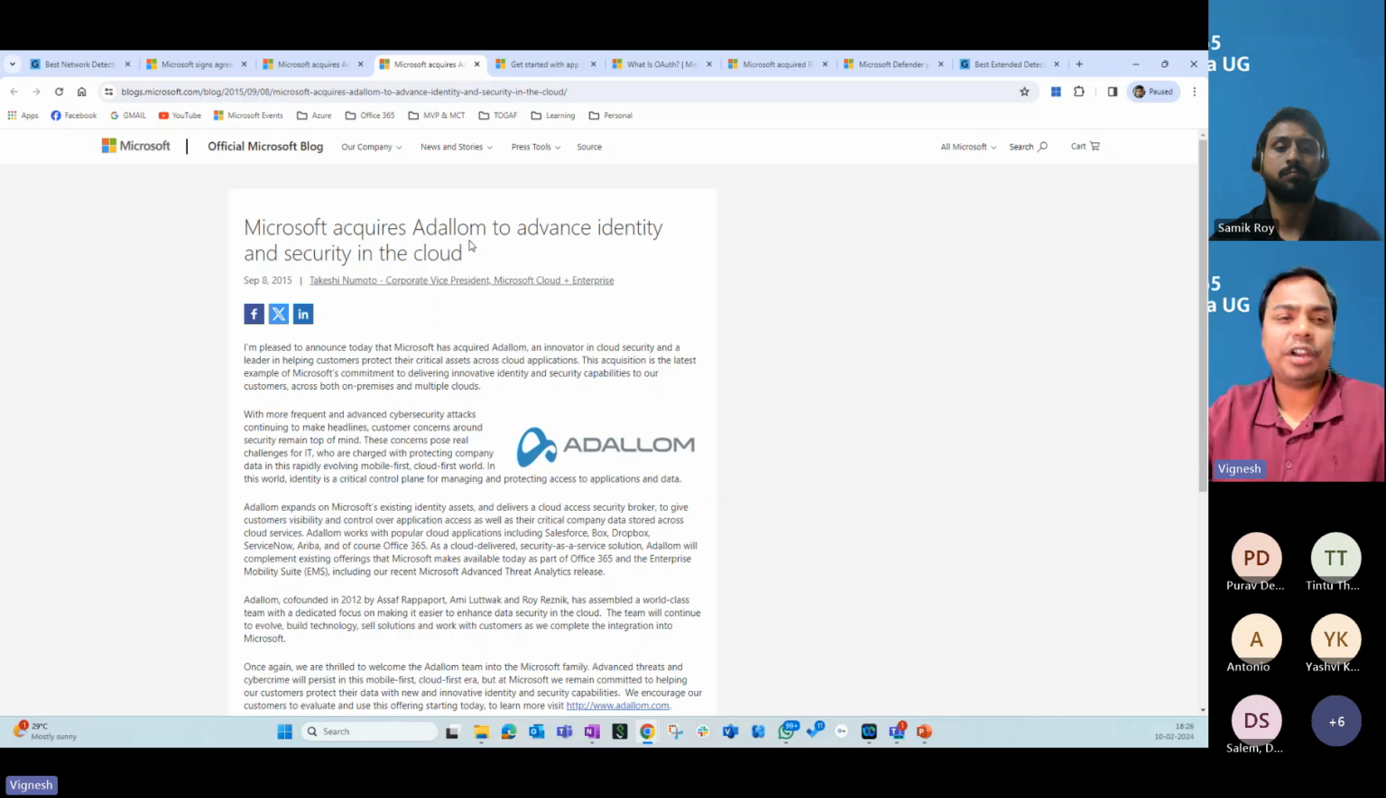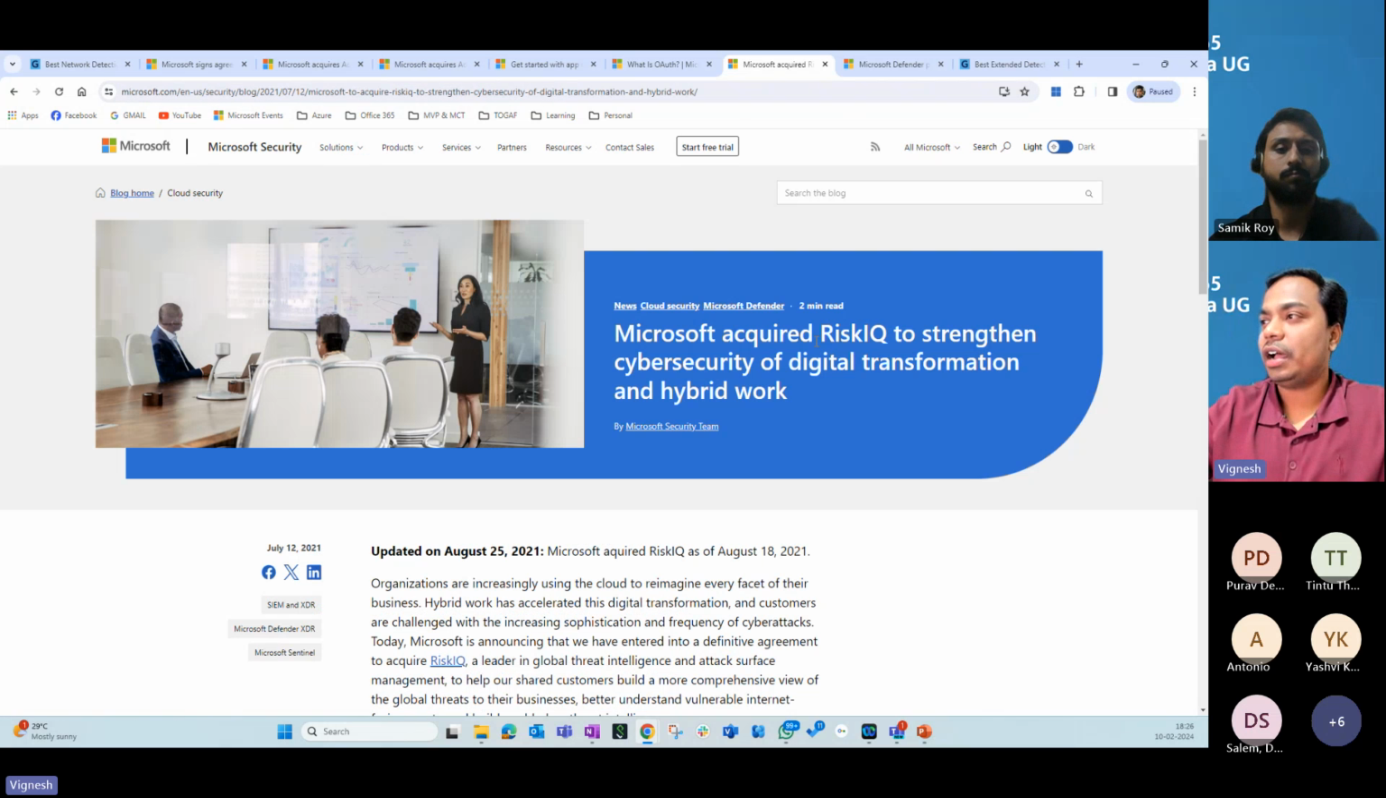Adalom, this should be quite familiar to everybody, because when Microsoft made this acquisition, it was on the news everywhere. This is nothing but a CASB solution, which is currently called Microsoft Defender for Cloud Apps. And then there is one more called RiskIQ. This is what you see as the Microsoft Threat Intelligence. This was also an organization which was later purchased by Microsoft.